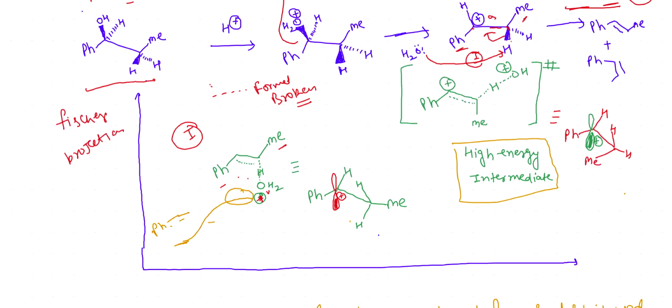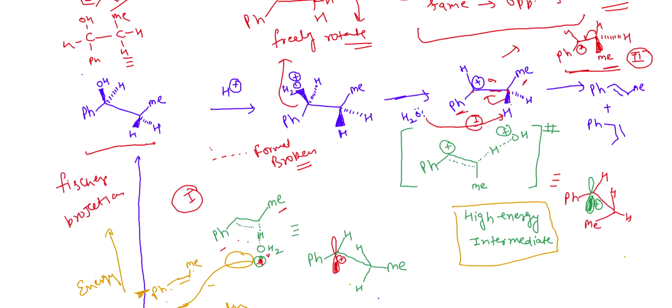Methyl. So the phenyl group and methyl are in opposite directions. So this is the trans product, and this is your energy. You can see it is at this position, so it has lower energy. Now let us compare it with another case.